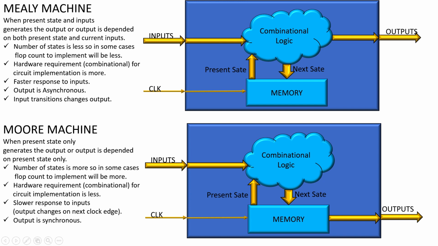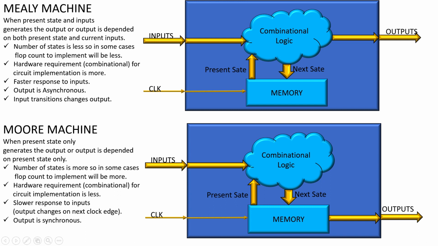Features of the Mealy machine are as follows. Number of states is less, so in some cases the flop count to implement will be less. For area critical designs, this is one of the important points to be considered. Hardware requirement, combinational, for circuit implementation is more. This becomes important when there is scarcity of combinational logic elements, as in the case of field programmable gate array.